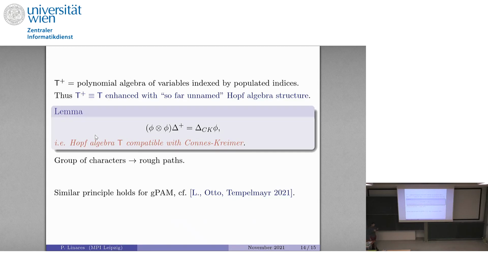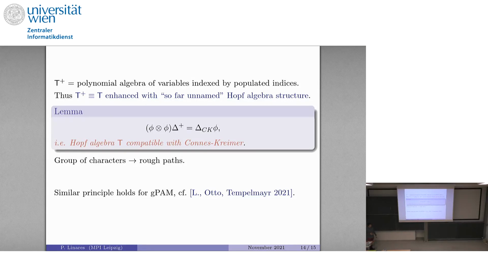And then we would build our polynomial algebra T plus, which is just indexed now by populated indices. We can forget about the zero part. And that would be just endowing T, the model space, with the so far unnamed Hopf algebra structure that Lorenzo very kindly referred to in his lecture. And the pre-Lie morphism property then transfers to a Hopf algebra morphism property with respect to Connes-Kreimer.